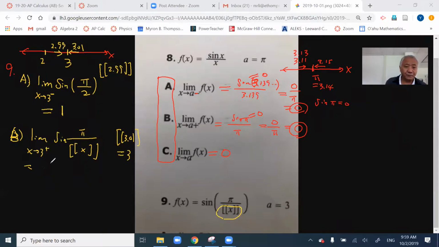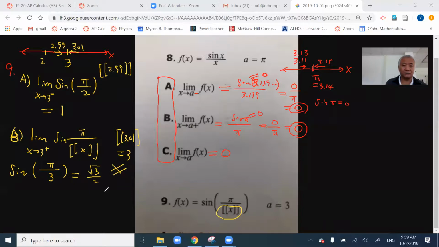It's the greatest integer possible. So you will end up with pi over 3, and you will end up with this. So sine pi over 3 equals square root 3 over 2.